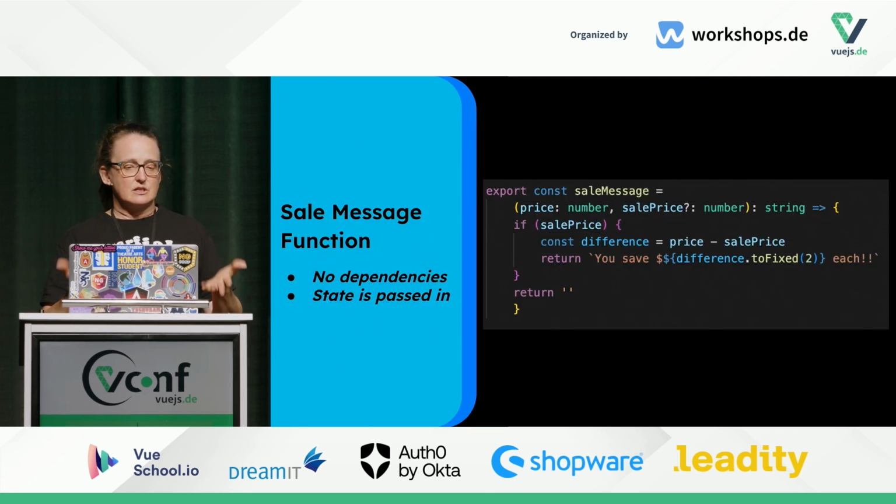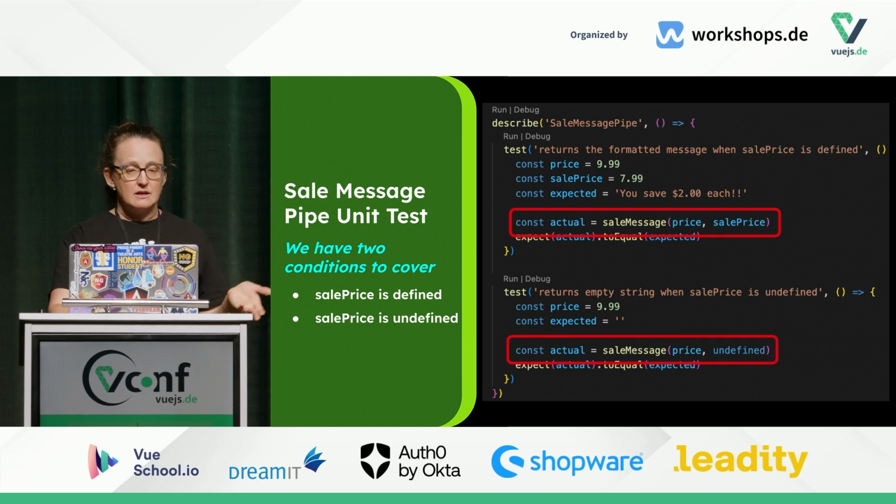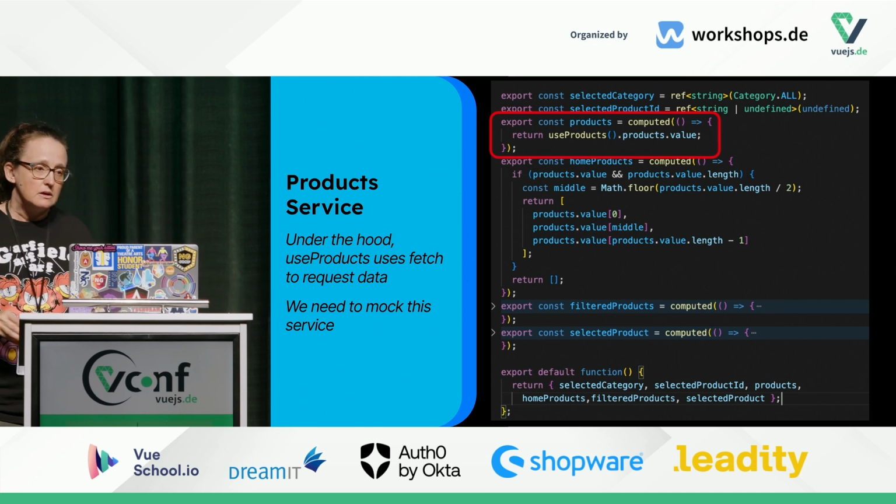But here we have our sales message function. This has no dependencies, and the state is simply passed into this. So the unit tests for these are going to be pretty straightforward. I've got 2 conditions I want to cover. One, if the sales price is defined, and one, if the sales price is not defined. So that's covered. That's 100% covered at that point.